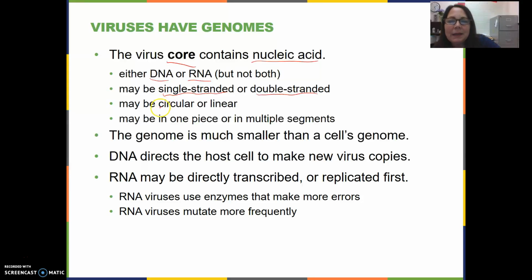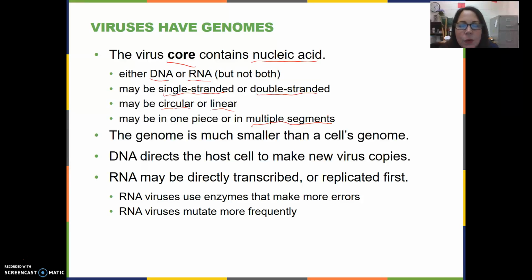The nucleic acid may be circular or it may be linear, and it may be in one piece or it may be in multiple segments. The influenza virus, for example, is in multiple segments, which makes it hard to develop a vaccine that's effective for more than just one season of the flu. In viruses that have a DNA core, the DNA directs the host cell to make new virus copies.